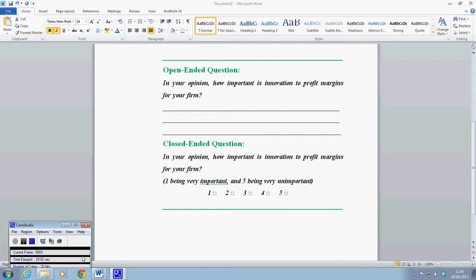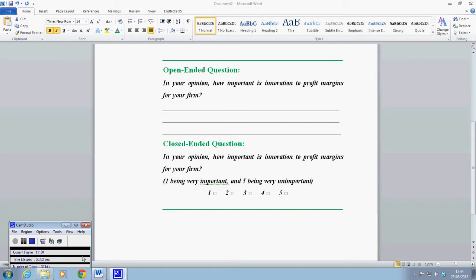The very same question can be adjusted to be a closed-ended question, where it's exactly the same question, but here you indicate to the respondent that they are to tick the appropriate answer category. Here it's a Likert scale. It's 1 to 5, 1 being very important and 5 being very unimportant.